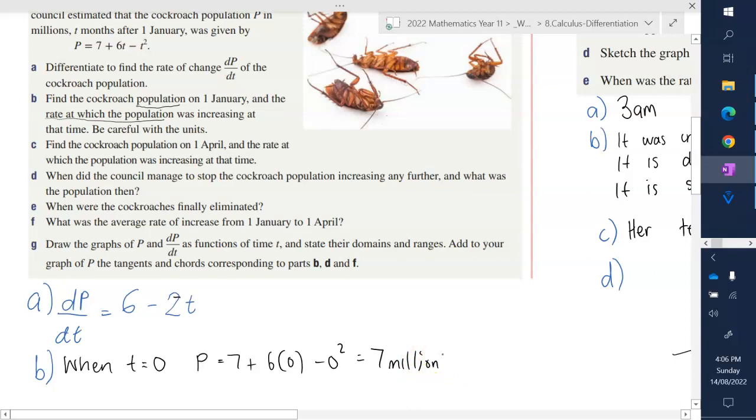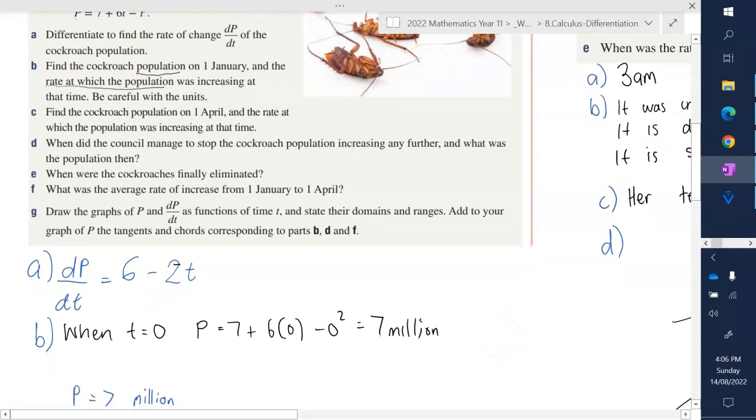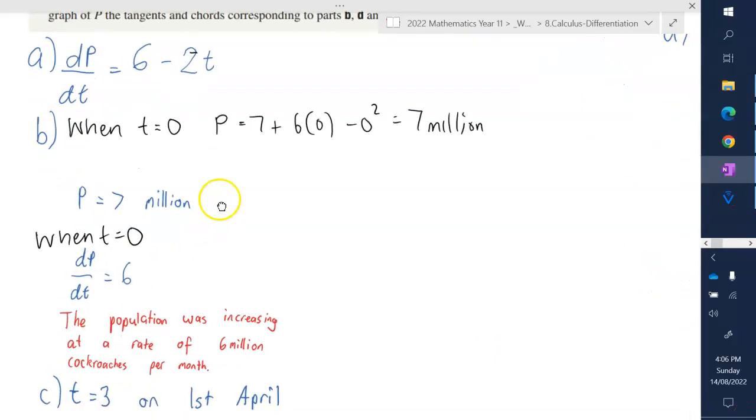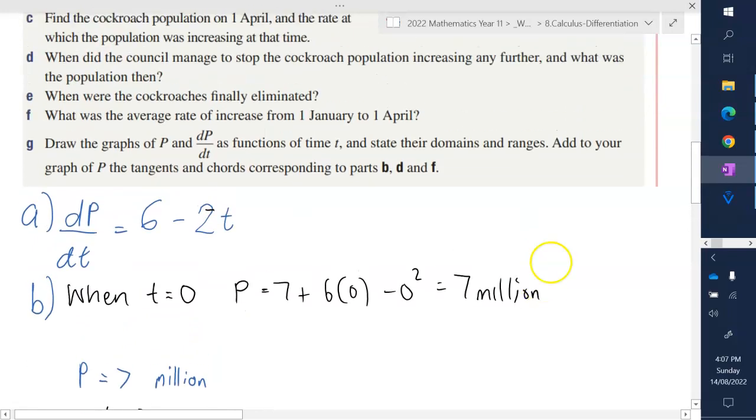The second part of the question says, and the rate at which the population was increasing at this time. So what we're finding then is dP/dt when t is equal to 0. I'm just popping 0 straight into my dP/dt. That gives me 6 minus nothing, which is 6. So my rate is 6 million, and we're in millions on the top, months on the bottom. So 6 million per month. Underneath it's written, the population was increasing at a rate of 6 million cockroaches per month. So straightforward, I think those two are pretty good.